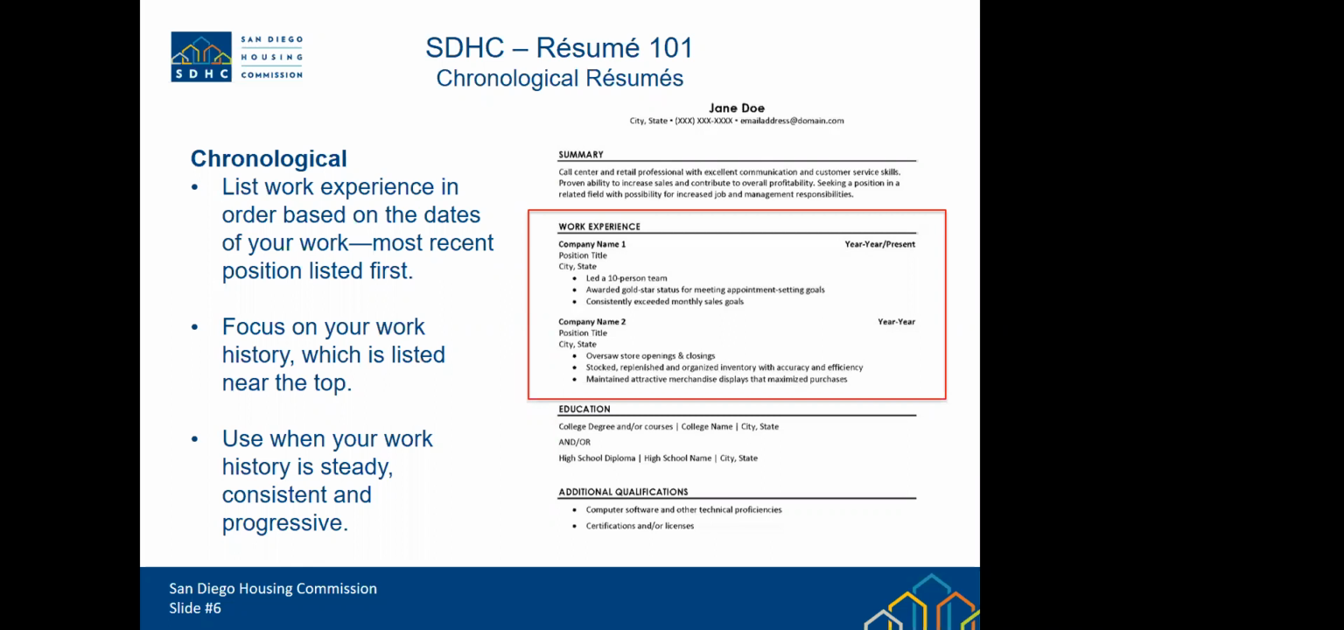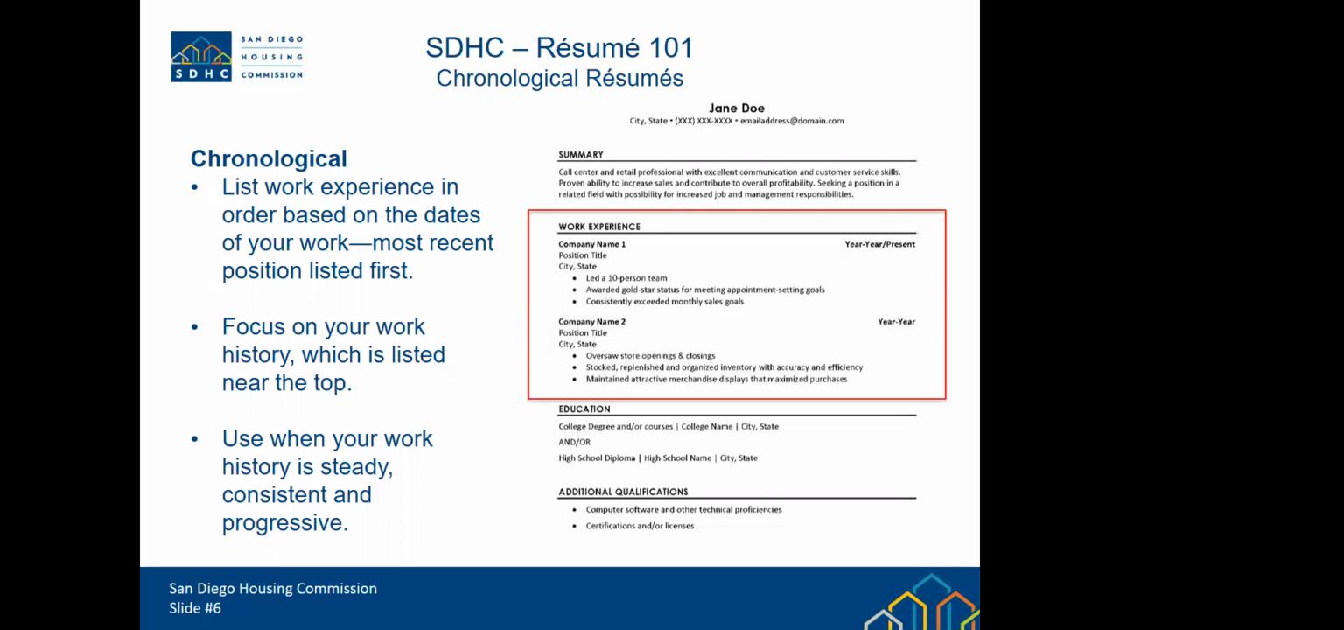You were a lead of 10 persons, you were awarded gold star status for meeting appointment setting goals, you were consistently exceeding monthly sales goals. This is for a salesperson. Okay, so you want to make sure that that's in there, but you also want to make sure that you use this format when you have a steady, consistent, and progressive employment history.